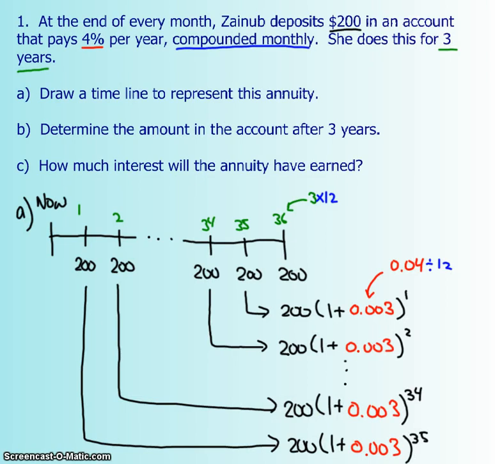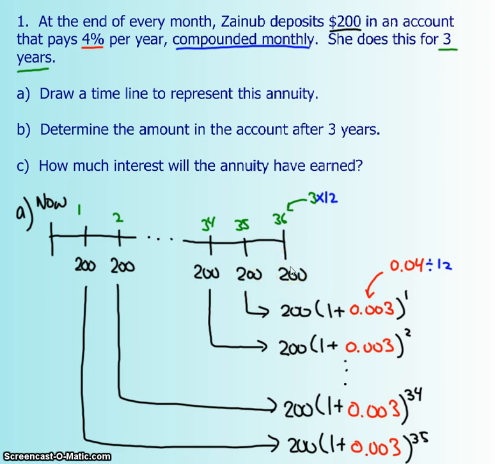Number 1. At the end of every month, Zainab deposits $200 in an account that pays 4% per year, compounded monthly. She does this for 3 years, so she's probably saving up for something big. A. Draw a timeline to represent this annuity. What we're going to do is start off with now, and we're going to write down the fact that she puts in $200 every single time.